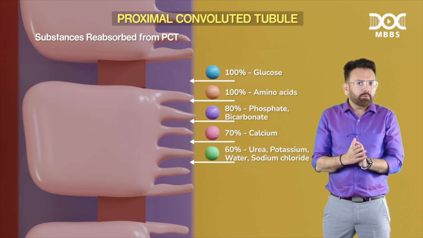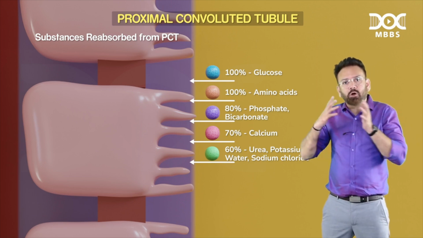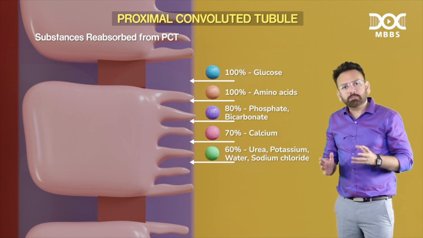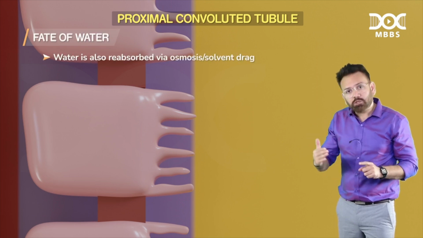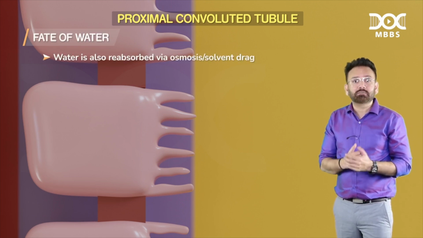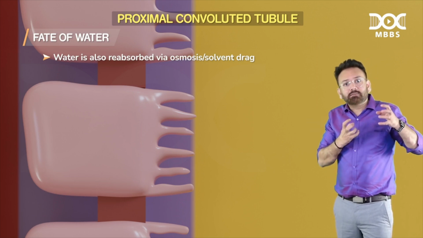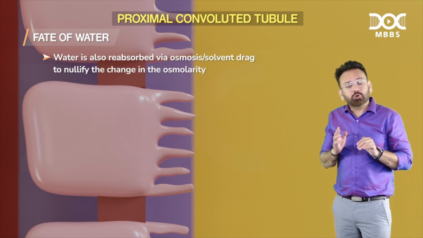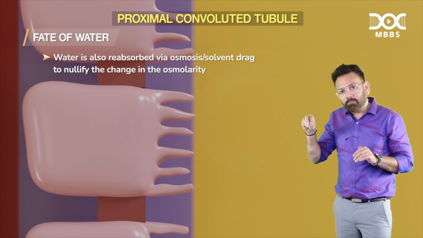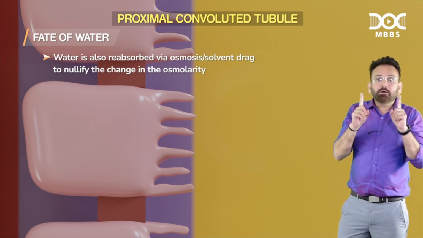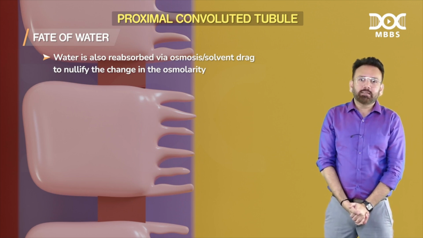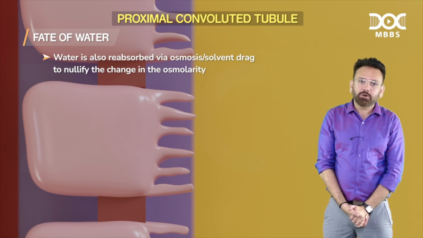Okay. Now, why does osmolarity not change? If glucose is reabsorbed and amino acid is reabsorbed, then why, even when the fluid passes beyond the PCT, does it remain the same? Because water is also reabsorbed via osmosis, via solvent drag. So much water will be reabsorbed to nullify the change in osmolarity, so that when the fluid passes through the PCT, the concentration does not change. An equal amount of water is also reabsorbed. This is the reason that even when fluid passes through the tubule, osmolarity does not change. Is this point clear? Okay.